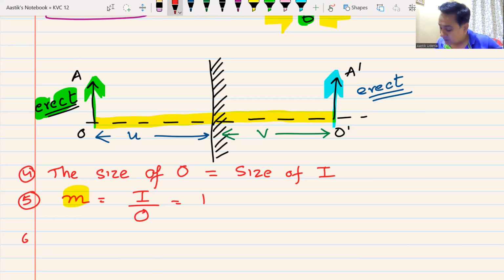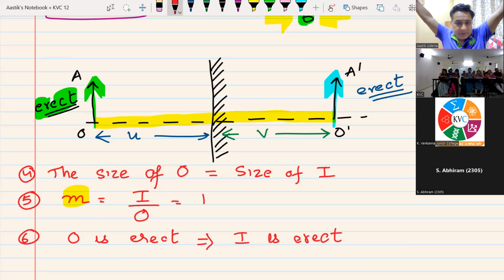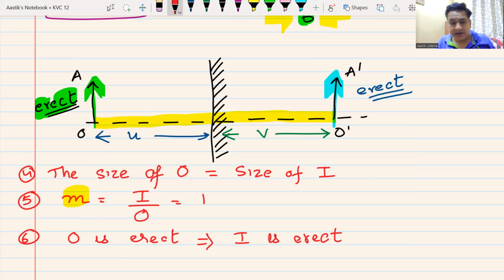That is the next point that you will write. If the object is erect, the image will be erect as well. I hope you understand this. Yes or no? Can I have some raise hands from everyone? I hope I'm not making things complicated. I'm trying to simplify them and we are writing each and every point because beta, I know that any one of these points will be coming in your exam and I don't want you to lose out on any particular point.